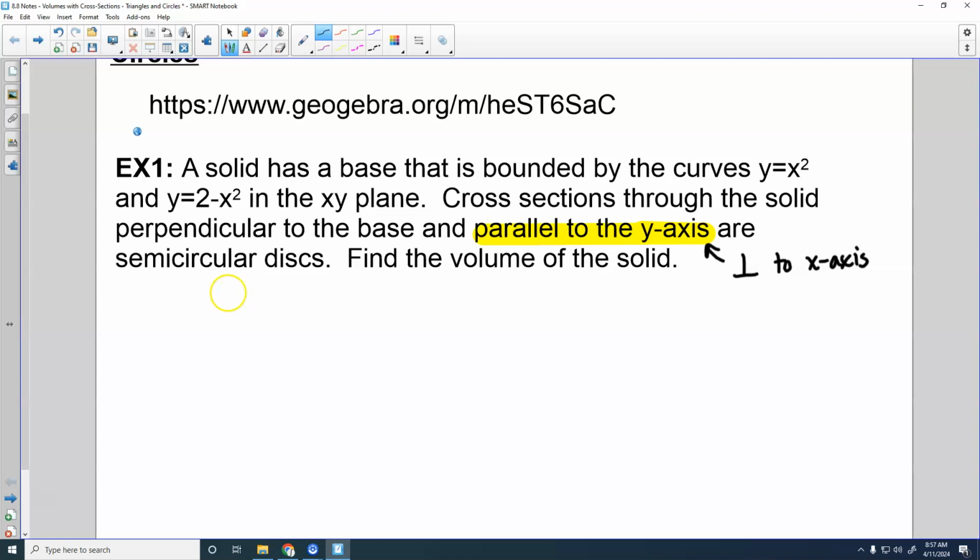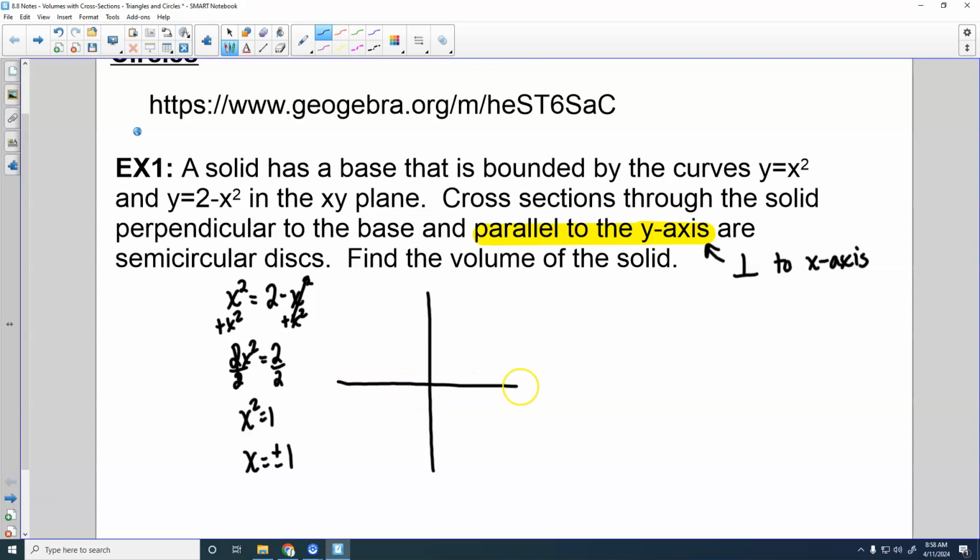So if I have x squared equals 2 minus x squared, I could add this x squared over to this side. That's going to give me 2x squared equals 2. Divide by 2. x squared would equal 1. So x is going to equal plus or minus 1. So my intersection points are at positive 1 and negative 1. And if I sketch a graph of what I'm looking at here, actually, my y-axis could be down lower.